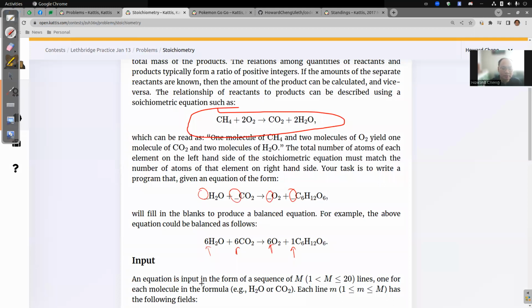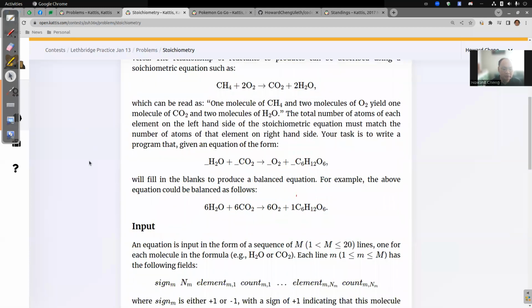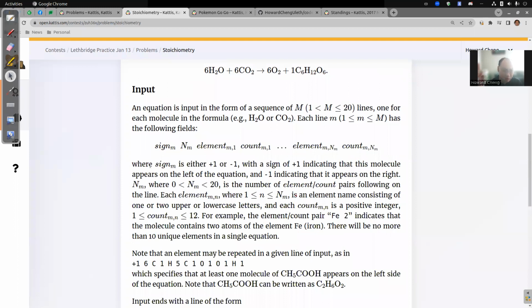An equation is input in the form of a sequence of at most 20 lines, one for each molecule of the formula, and each line has the following fields. The sign is either +1 or -1, a sign of +1 indicating that this molecule appears on the left of the equation, and a -1 indicating that it appears on the right. Okay.